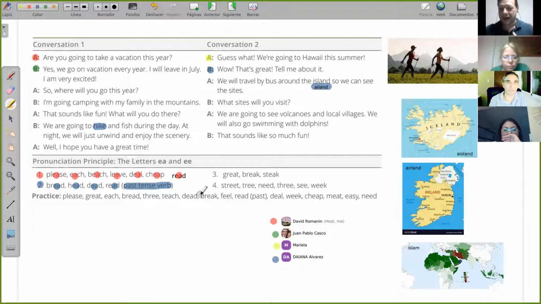Third group, Mariela, pick one. Gray. Break. Yeah. Break. Great. Break. Steak. Steak. Okay. Bread. Break. Steak. Great. Great. Break. Steak.